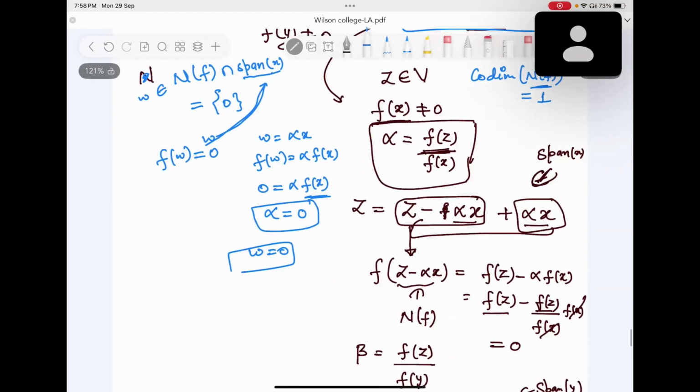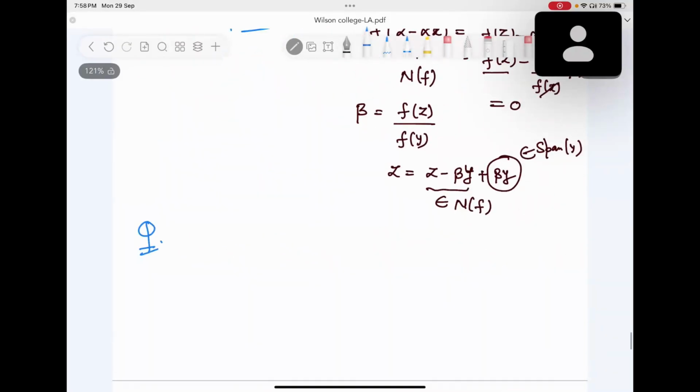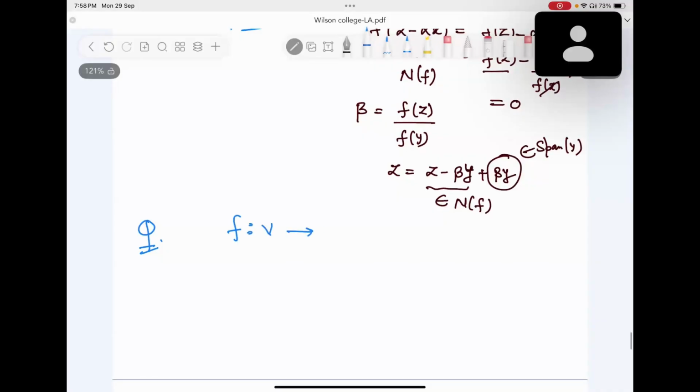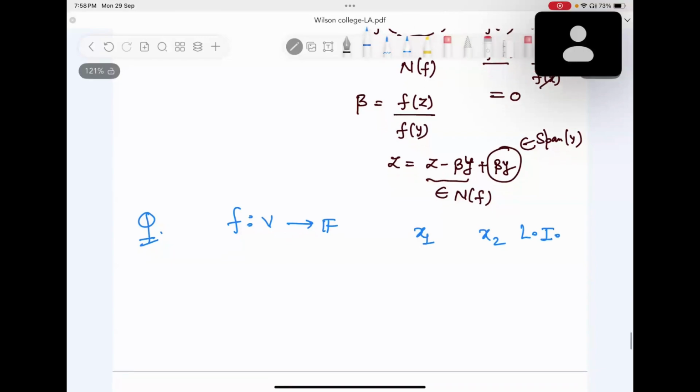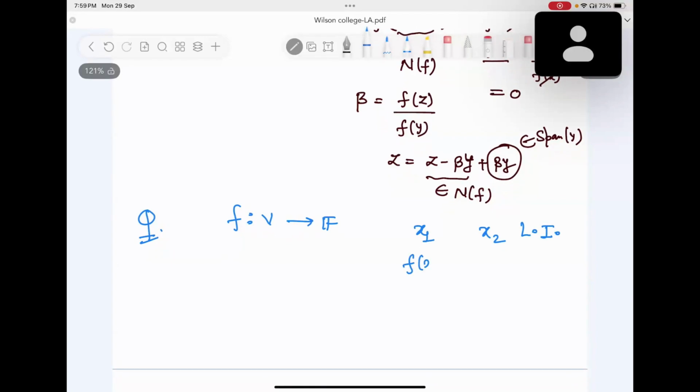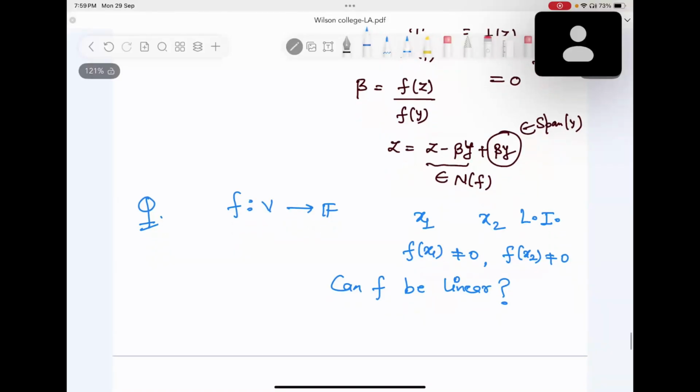Okay. Now let me ask you one more question. Suppose you have a function f from V to the field F. Now you have two members x1 and x2. These two are linearly independent. And I'm saying f of x1 is not equal to 0, f of x2 is not equal to 0, right? Now the question is, can f be linear? Tell me, can f be linear?